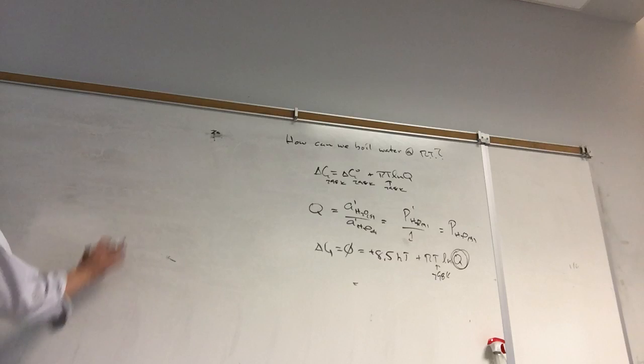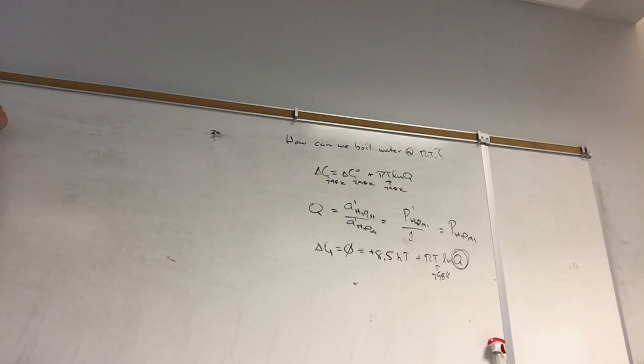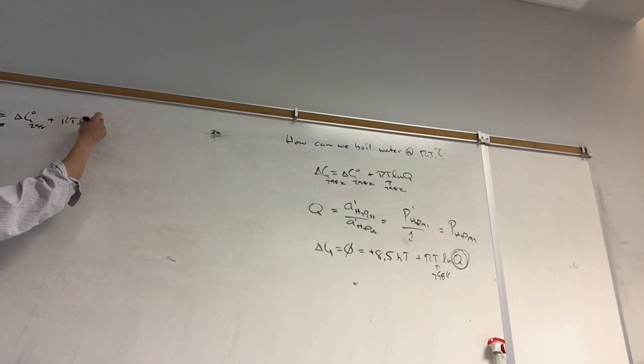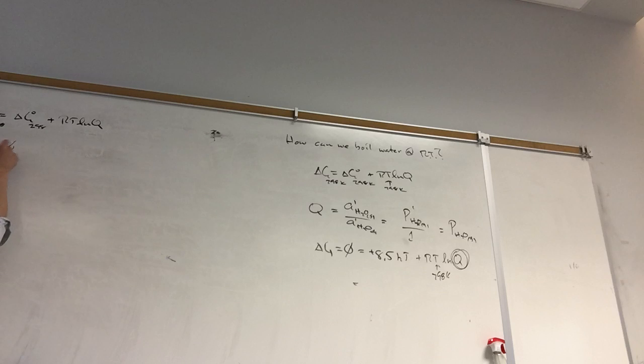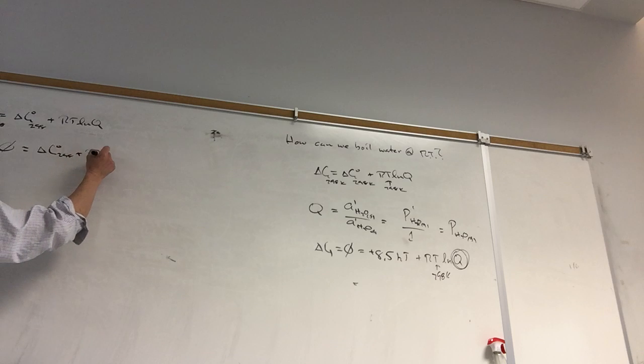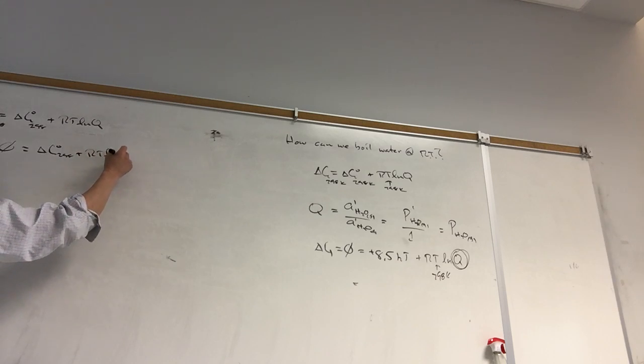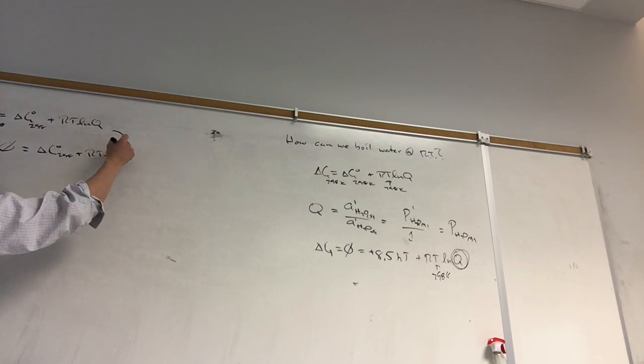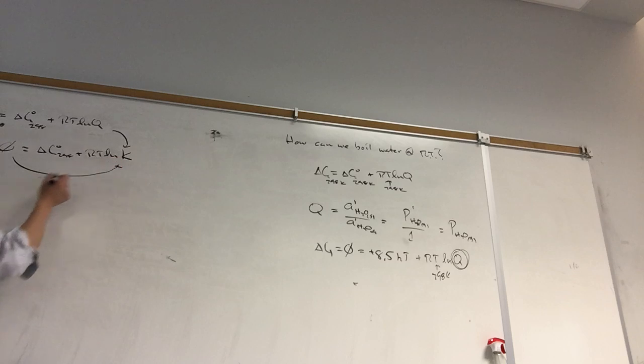Let me back up one step here. What we want is delta G equal to delta G naught at 298, plus RT ln of Q. Then we set this equal to 0. So this is going to be delta G naught at 298 Kelvin, which is the 8.5, plus RT ln of K, because Q equals K at equilibrium. This is at equilibrium.